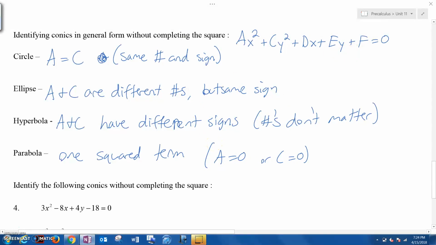So why don't you pause the screen to write down everything I just wrote, in case you weren't following, or I go a little fast sometimes to make sure I get my 15 minutes in. And then we're just going to do these 4 quick problems. Without completing the square, we're going to identify which shape we have. And it's a very simple process once you practice it.